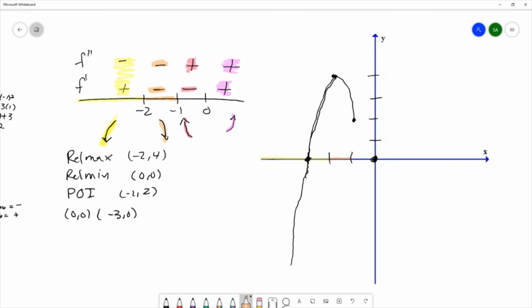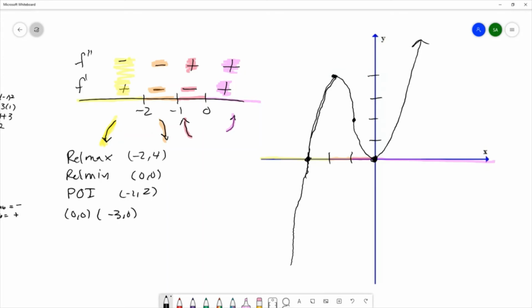And in the next section, which is from -1 to 0, I want to draw that as decreasing concave up. So along this section here, I'll draw the curve decreasing, but now curved up or concave up. And then finally, I want to draw the last section from 0 to infinity as increasing and concave up. So we now have sketched the curve.